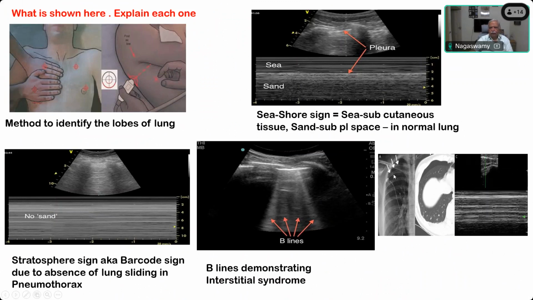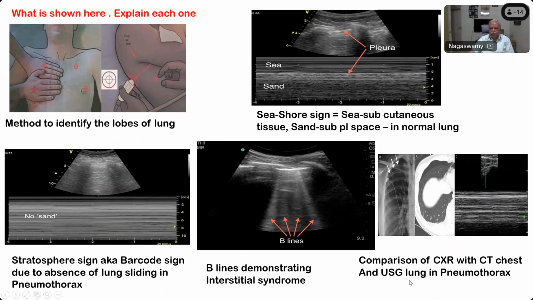Are there any vascular markers seen here? No, sir. Collapsed lung, sir. The pneumothorax. In the chest X-ray, in the CT, and there is a barcode sign here. So this is a comparison of chest X-ray, CT chest and ultrasound in pneumothorax. All the three have been compared.